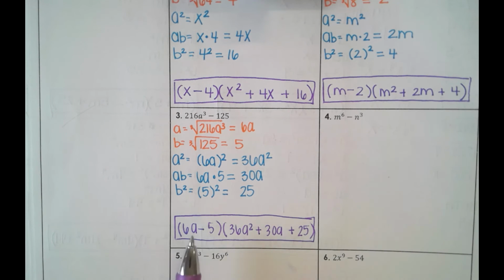So you should have wrote 6a minus 5, 36a squared plus 30a plus 25. The only thing you really need to look for in the formula are these pluses and minuses. Everything else is in the same order.